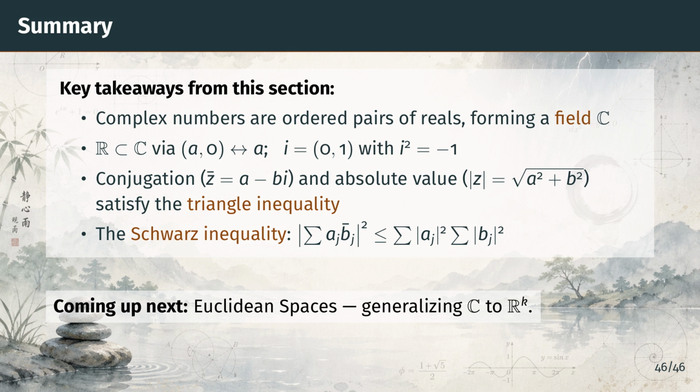Finally, we proved the Schwarz inequality, which bounds the inner product of two sequences by the product of their norms. This inequality will be essential when we study Euclidean spaces in the next section, where we generalize from the complex plane to higher dimensional real vector spaces.